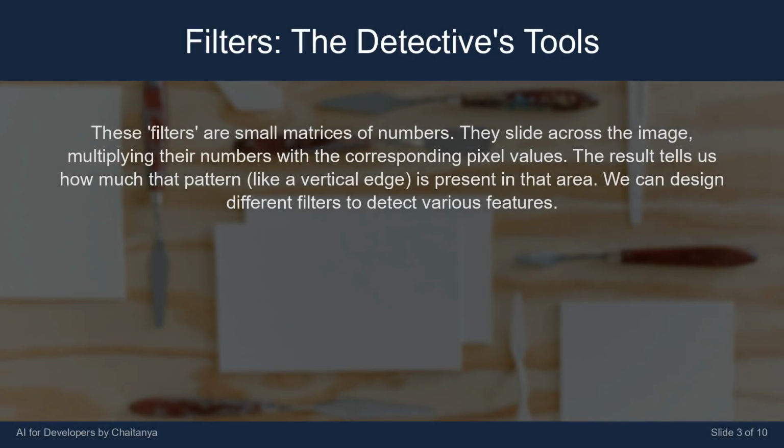These filters are small matrices of numbers. They slide across the image, multiplying their numbers with the corresponding pixel values. The result tells us how much that pattern, like a vertical edge, is present in that area. We can design different filters to detect various features.